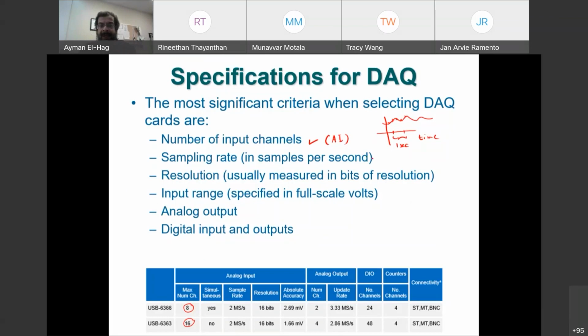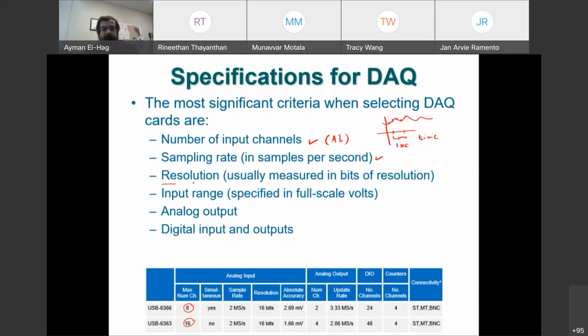So this is the sampling rate. And also this is a very important parameter that decides the cost of the card. The card can go from a few hundreds to tens or maybe hundreds of thousands of dollars. So it depends on the sampling rate. This is one of the important criteria.